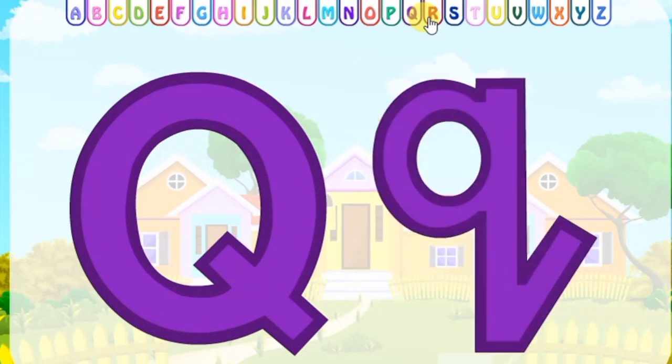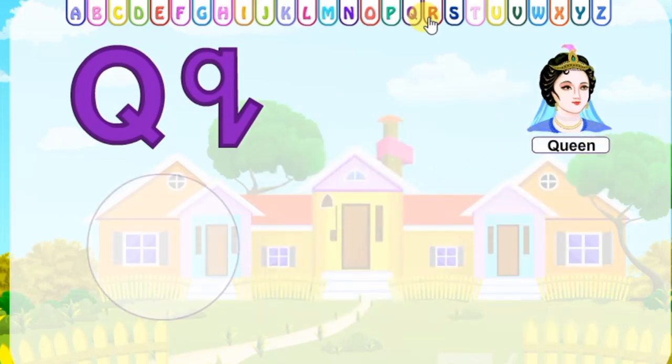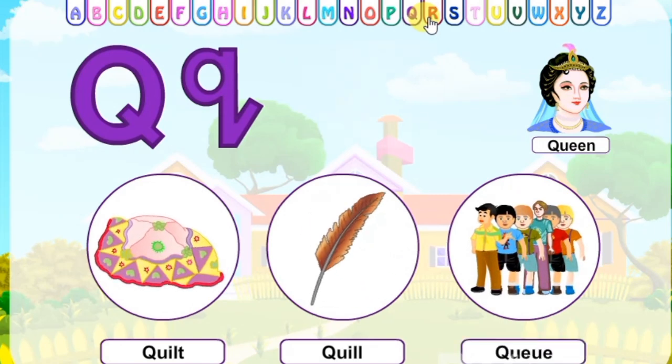Q. Queen, quilt, quill, Q. Join the dots to make Q.